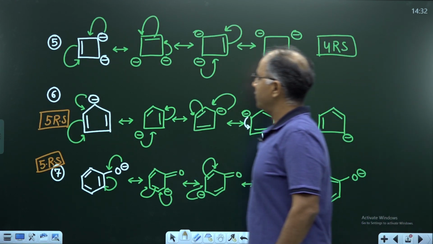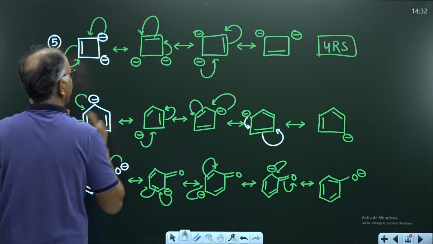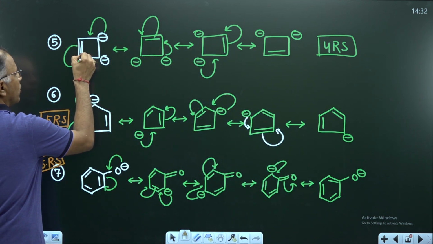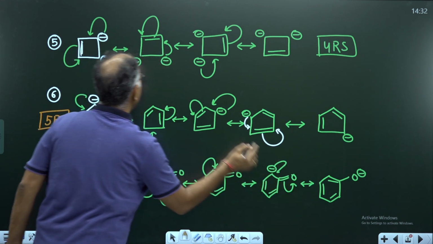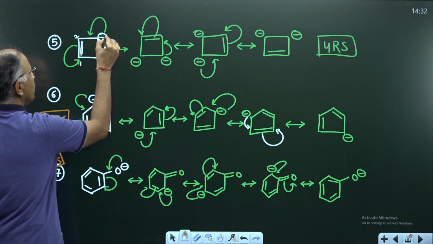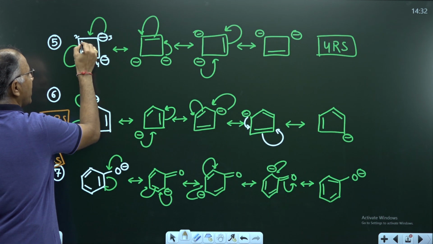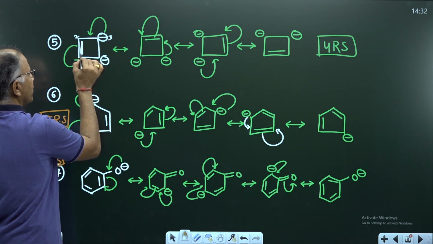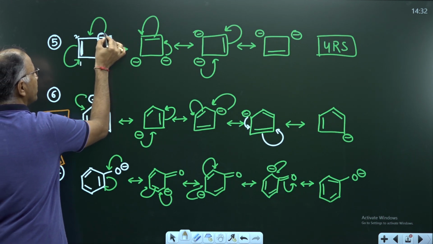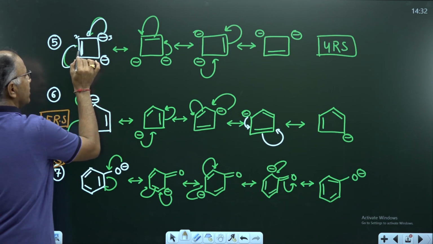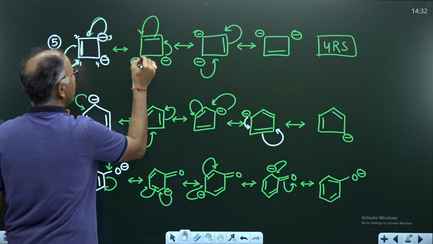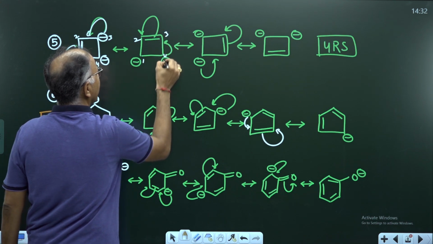In example 5th, there will be 4 RS, the double bond conjugation with negative charge. For better understanding, I will number the carbon 1, 2, 3 and 4. The pi bond is in between 1 and 2. The resonance is lone pair and pi bond conjugation, lone pair convert into pi bond convert into lone pair. This means the pi bond will move from 1, 2 to 2, 3 carbon.